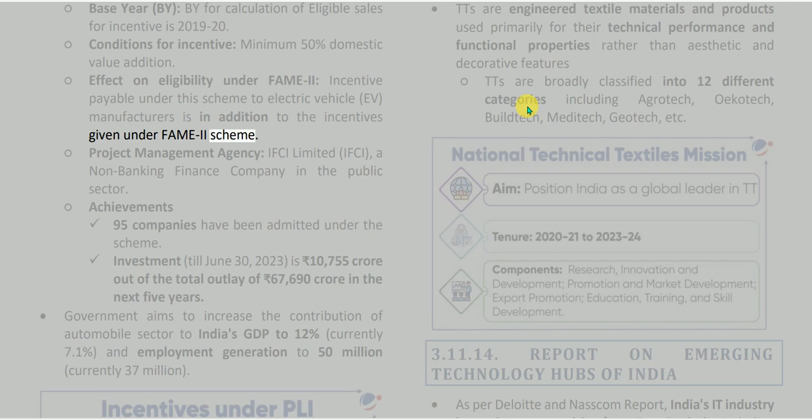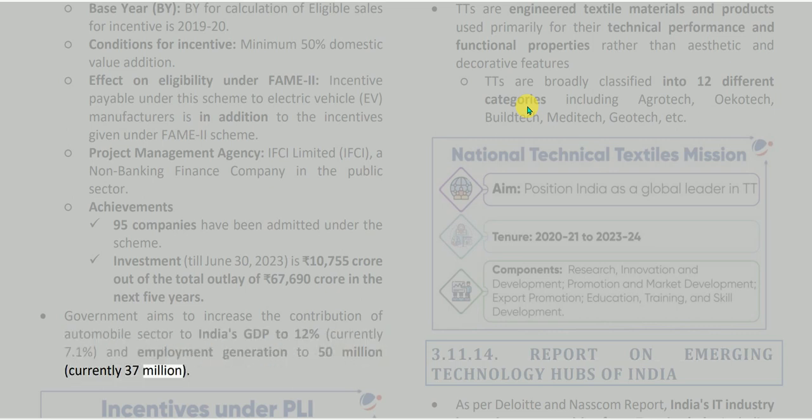Project Management Agency: IFCI Limited, IFCI, a non-banking finance company in the public sector. Achievements: 95 companies have been admitted under the scheme. Investment till 30th June 2023 is 10,755 rupees crore out of the total outlay of 67,690 rupees crore in the next 5 years. The government aims to increase the contribution of the automobile sector to India's GDP to 12%, currently 7.1%, and employment generation to 50 million, currently 37 million.